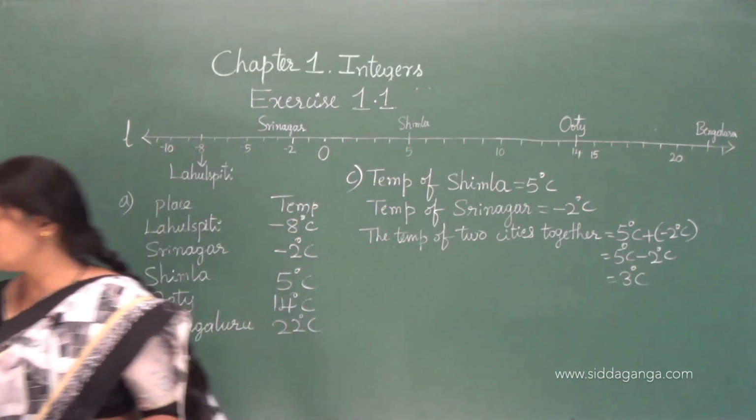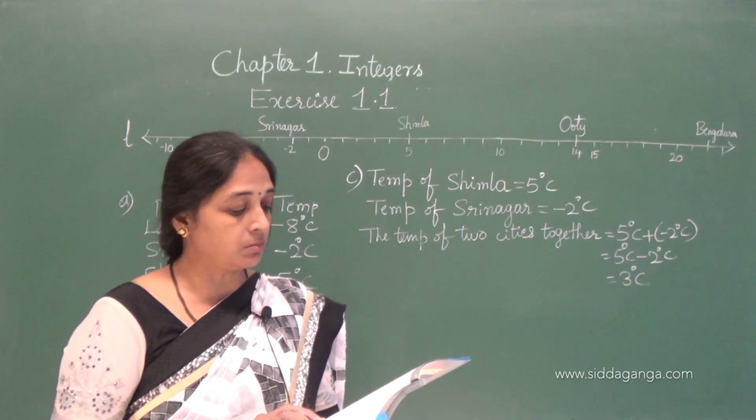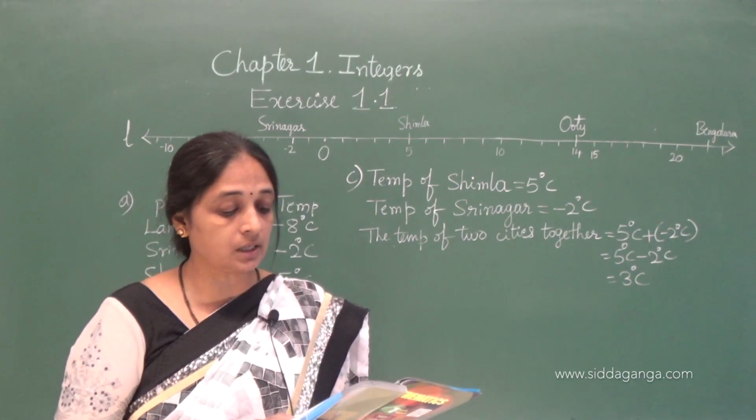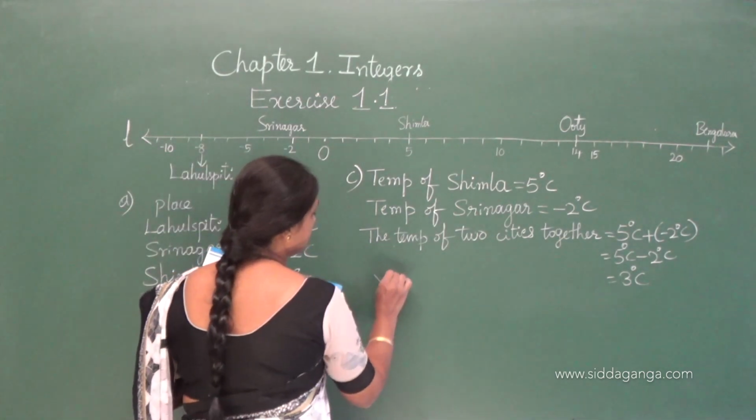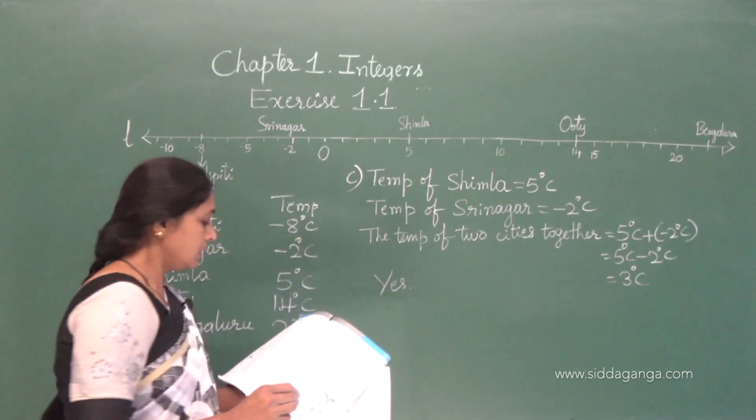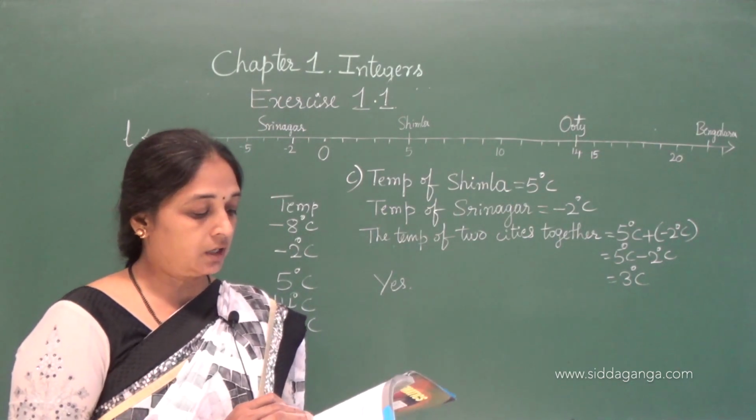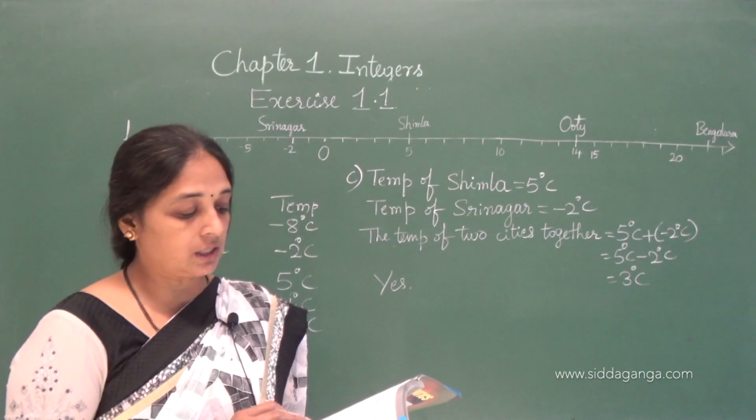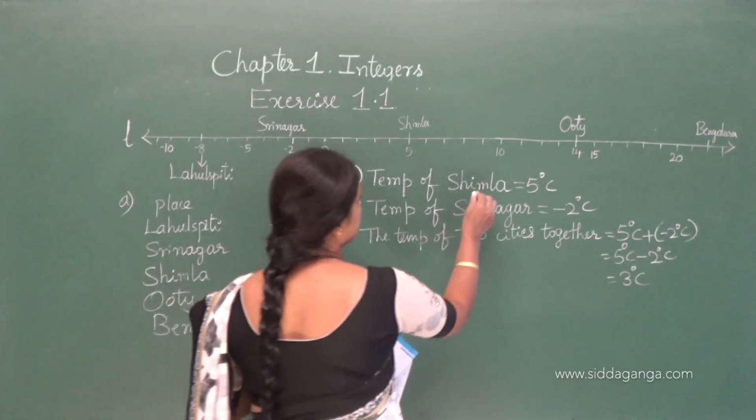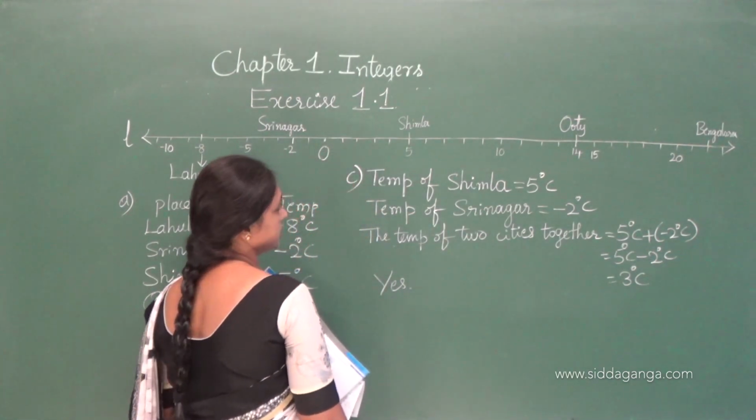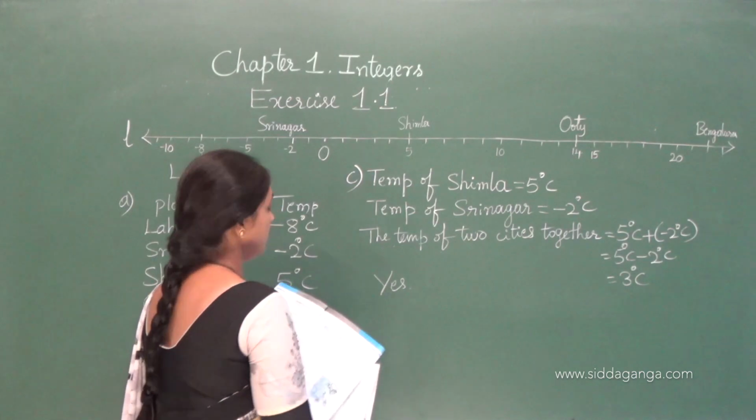And the question they have asked is, can we say temperature of Srinagar and Shimla taken together is less than the temperature at Shimla? Yes. Our answer is yes. The temperature of Srinagar and Shimla taken together is less than the temperature at Shimla by 2 degrees Celsius. Hence, the answer is yes.